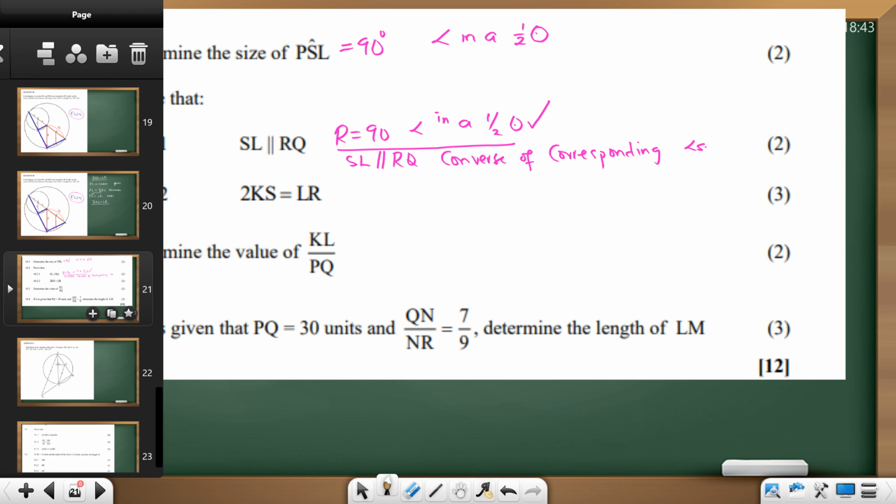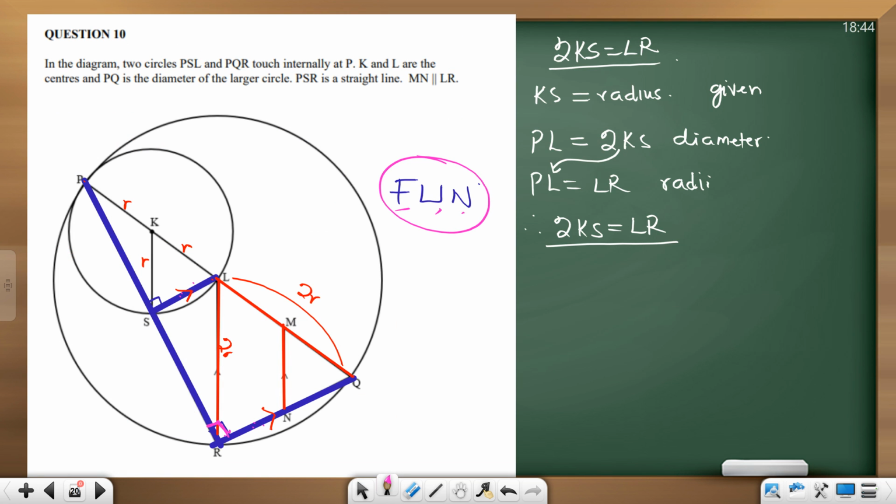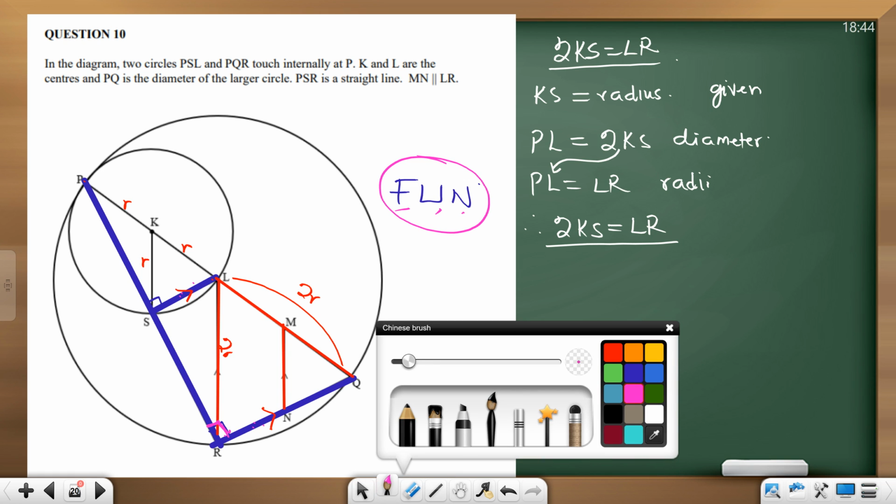All right, let's see. Let me get rid of these pages. What are we looking for? Oh, we're done with this one, right? We're done with that one. Determine the value of what? KL over PQ. Let's go to the diagram. KL over PQ. Now, it's amazing that there are no numbers here, but they want values. KL over what? PQ. Let's go check.